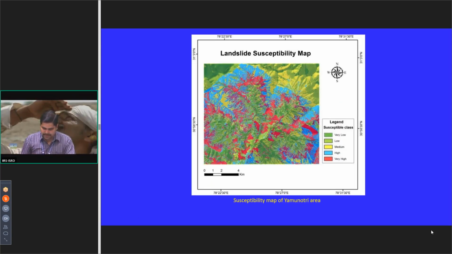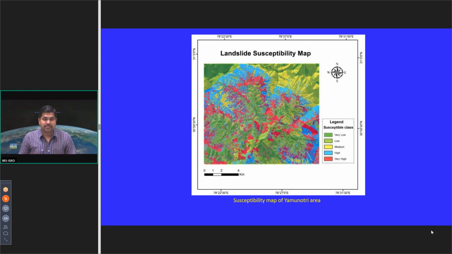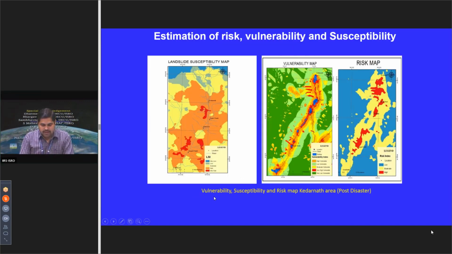Okay. So that example was mainly from Ukhimath town, close to Kedarnath. We have done this kind of exercise for several other areas also. This is something from the Yamunotri area. At this scale, we have the Yamunotri shrine, and we have prepared the vulnerability zones of this. This is post-Kedarnath, I mean post the 2013 flood event. Vulnerability, susceptibility, and risk map of the Kedarnath area, post-disaster map.